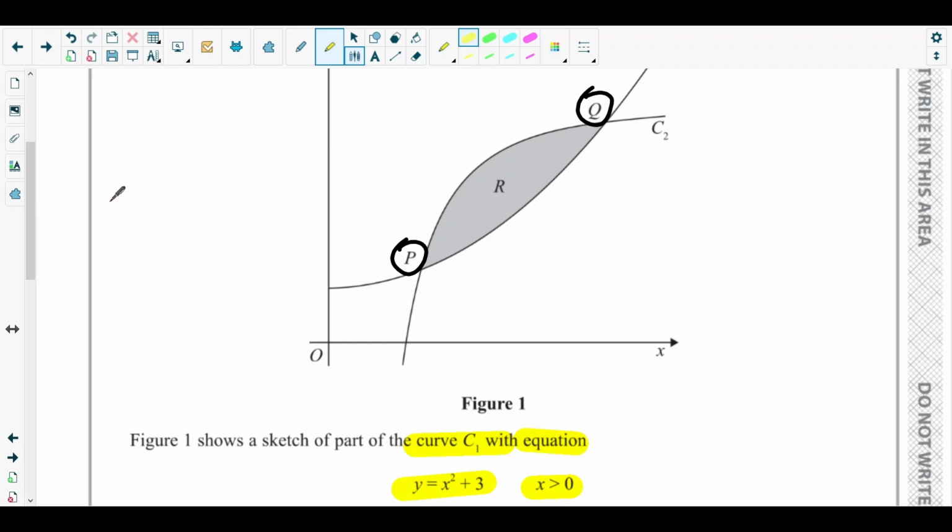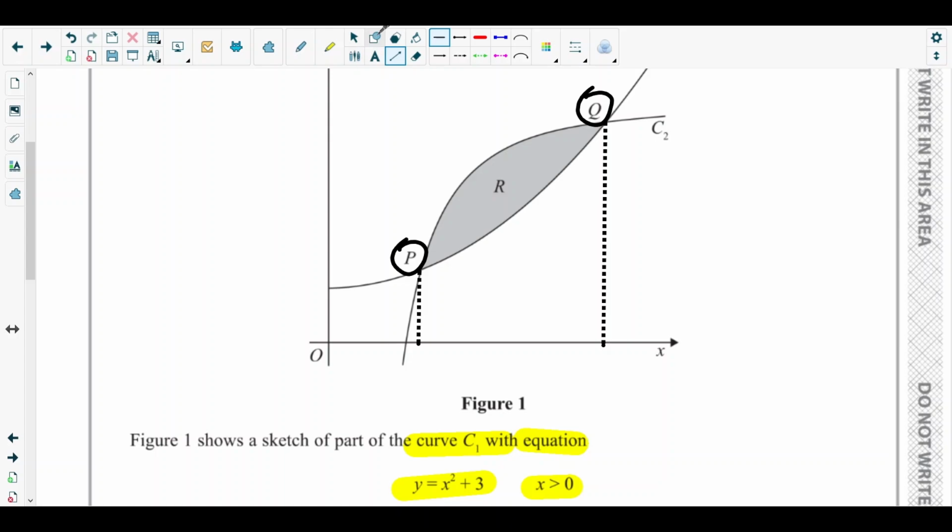Fine. So we know the x coordinate of point P and also the point Q. Now we can see in figure 1 that the region R is between point P and point Q. So how can we find out this area? Let's have a look. If I consider this region, this is the x coordinate of point Q. This is x equals 3, and this is x equals 1. We know the equations of the two curves C1 and C2.